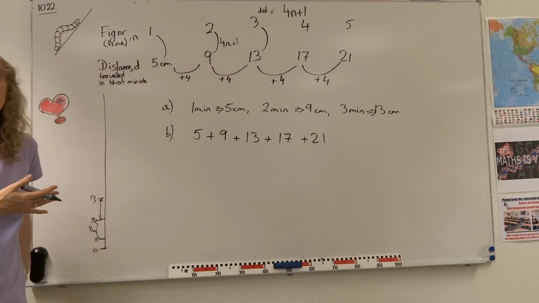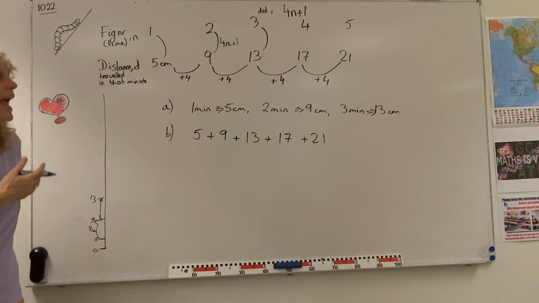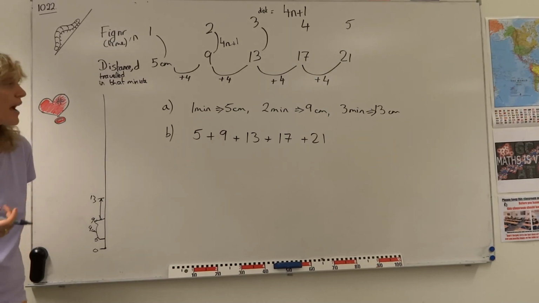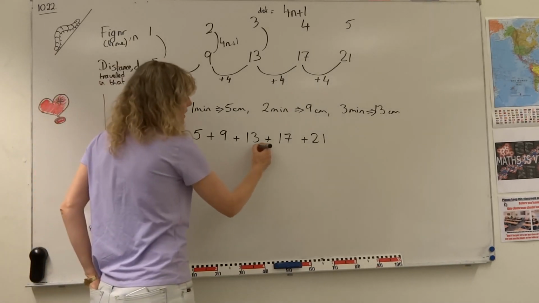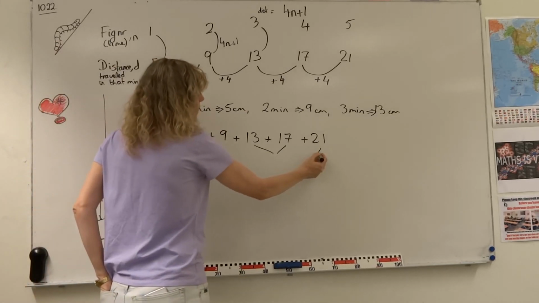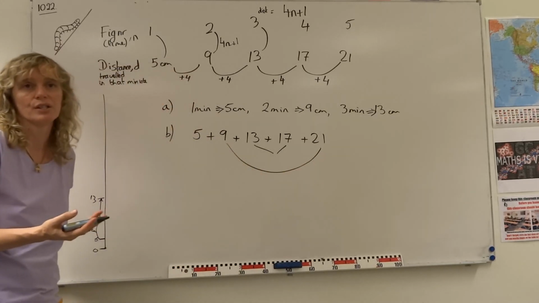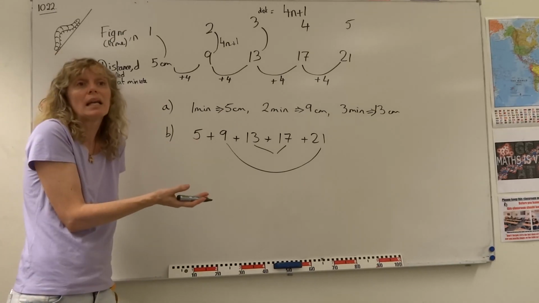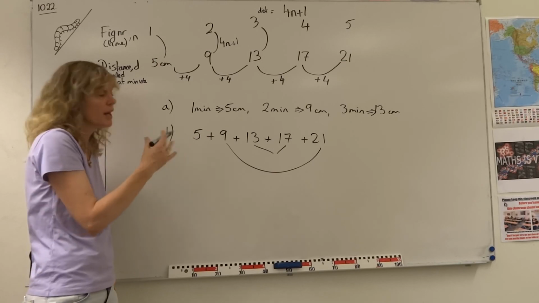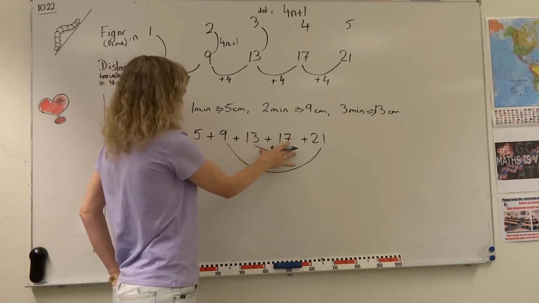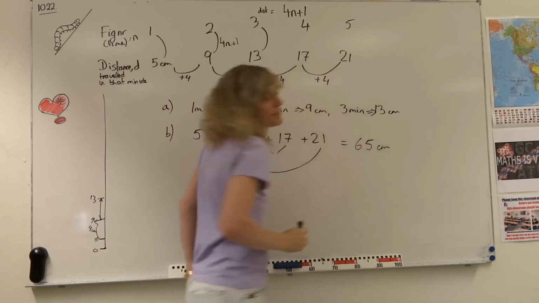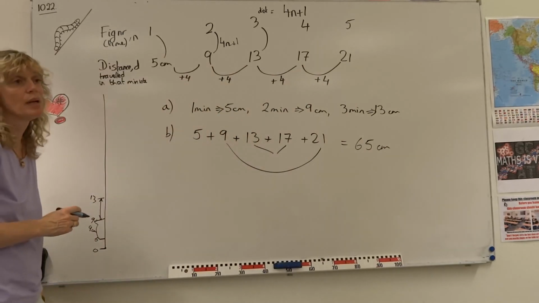The easiest way to add a string of numbers like this is to see, are there any of these numbers that add together and give us nice multiples of 10? If we look here, we've got 13 and 17. What's that going to give us together? 30. If we look here, we've got 21 and a 9. That's going to give us another 30. So we can do it very quickly in our heads if we try and find numbers that end up with a nice 0 at the end. So we'd get 30 plus 30 giving us 60 plus 5 equals 65. 65 centimetres the caterpillar has crawled.